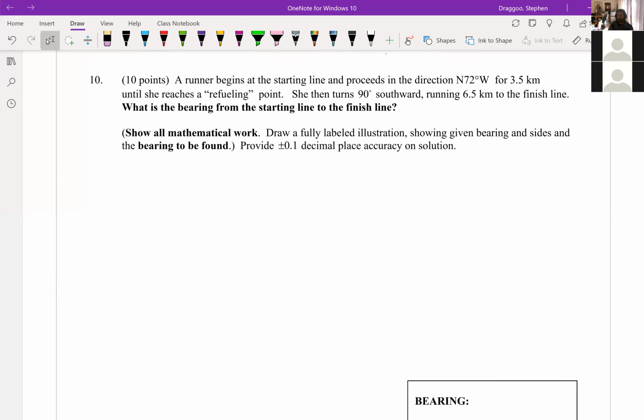With that out of the way, let's take a look at problem 10. We've got a runner who begins at the starting line and proceeds... I forgot a sentence there. Oh, okay, whatever. A runner is going to be in a race, going to begin at the starting line, proceed in the direction of 72 degrees west of north 3.5 kilometers until she reaches a refueling point, then turns 90 degrees southward, running 6.5 kilometers to finish the race. What is the bearing from the starting line to the finish line?